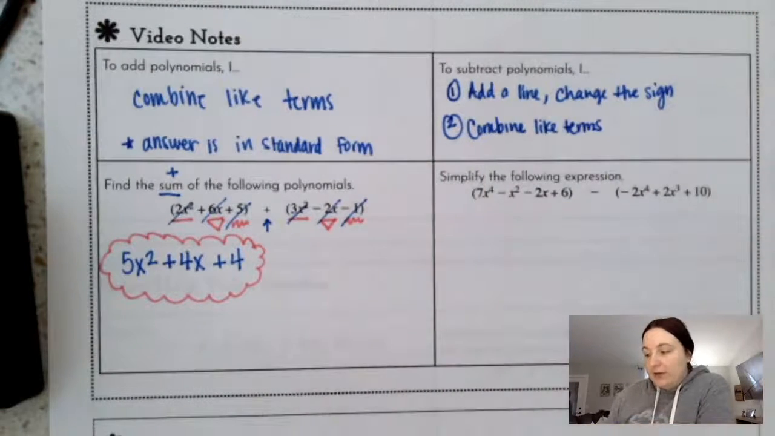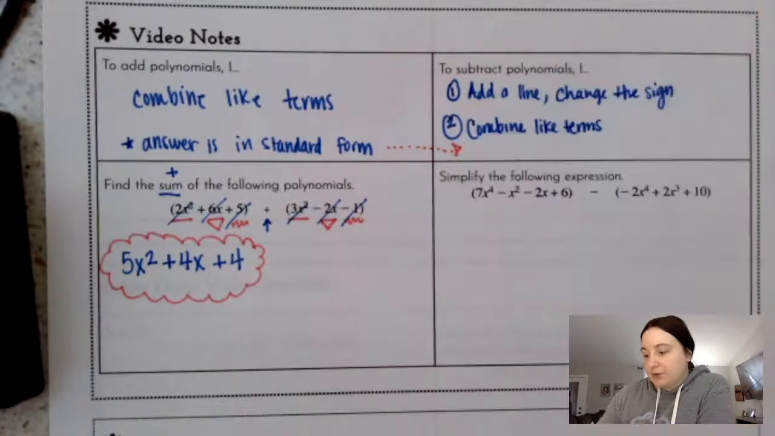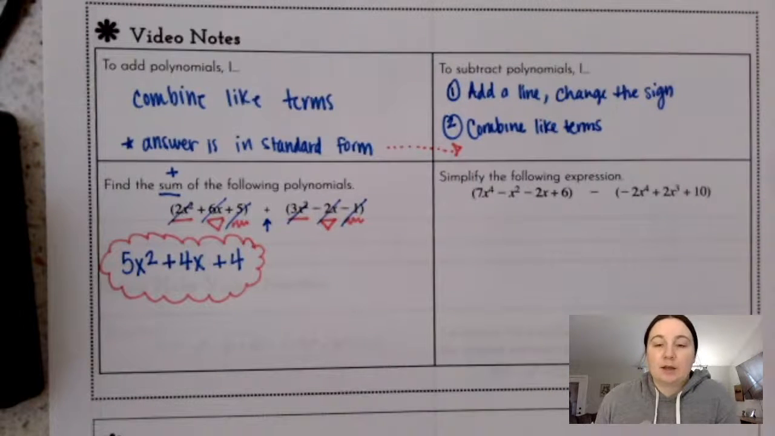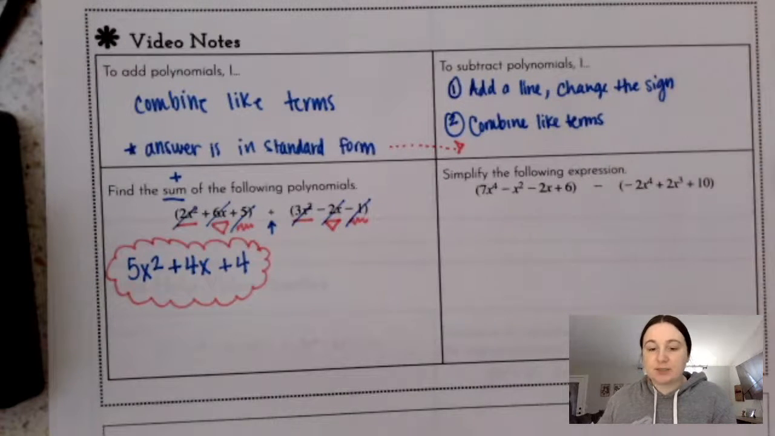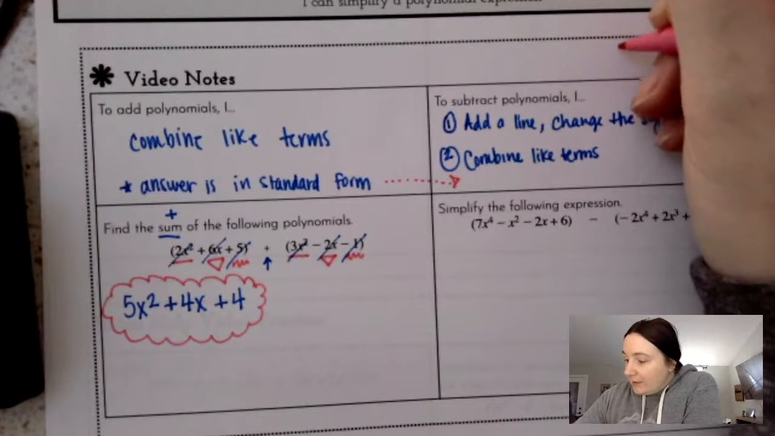And then again, you want your answer in standard form as well. I just don't want to rewrite it, so I'm just going to do a little arrow there because we want our answers in standard form. So "add a line, change the sign" is just like a cutesy way to talk about what we're going to do. And so for that, what it's really talking about is an example like this.